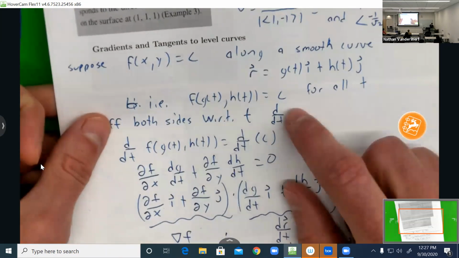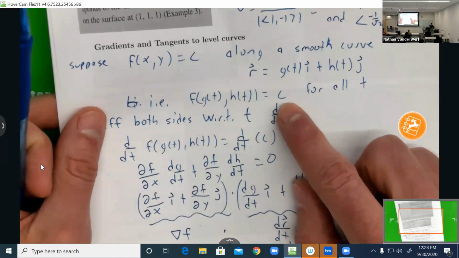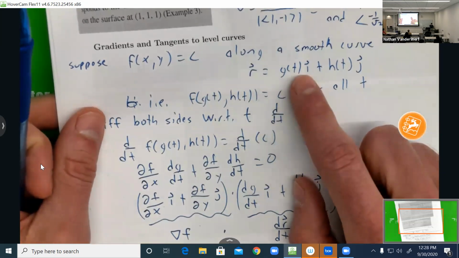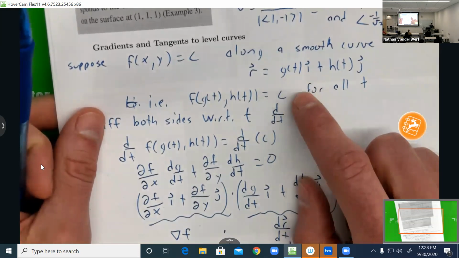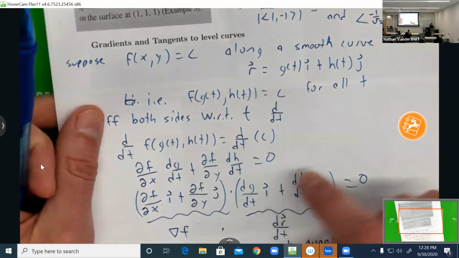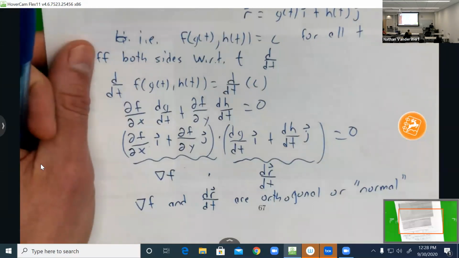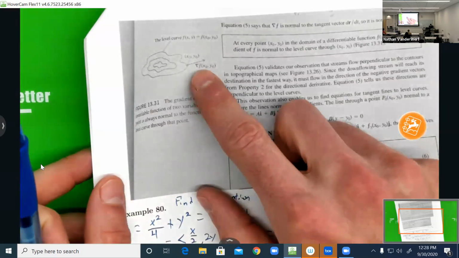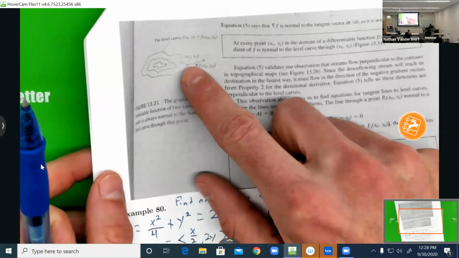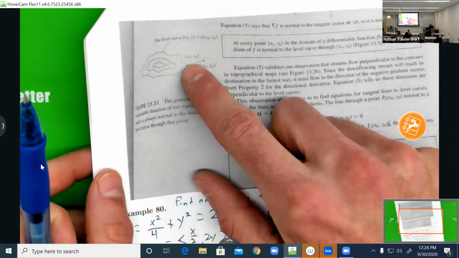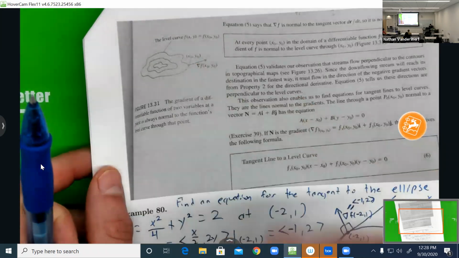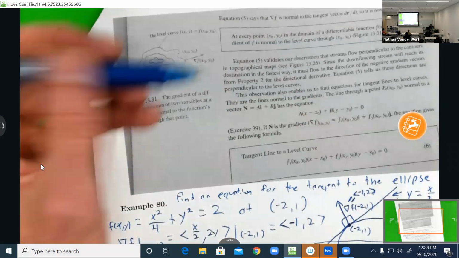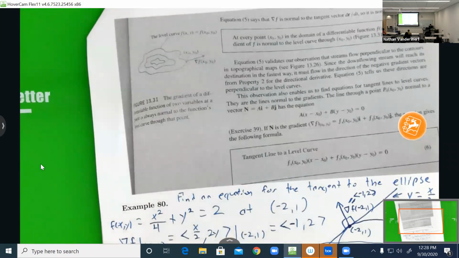So for example, when f of x, y is c, the derivative with respect to t, if we're along some smooth curve, is going to be 0. And so we can use that to our advantage to come up with the gradient of f and dr over dt being orthogonal. You can see that in this picture. It makes sense why they would be orthogonal, because f of x0, y0 is constant along these level curves.